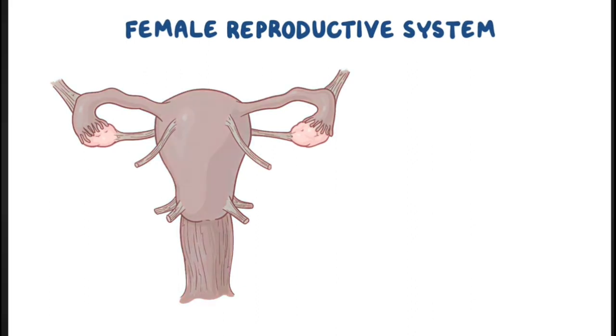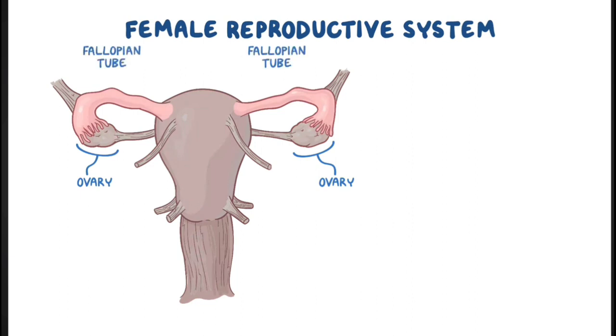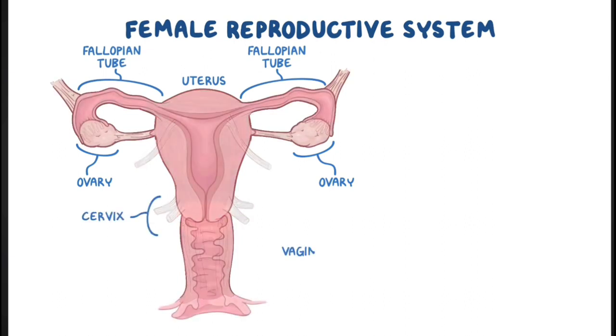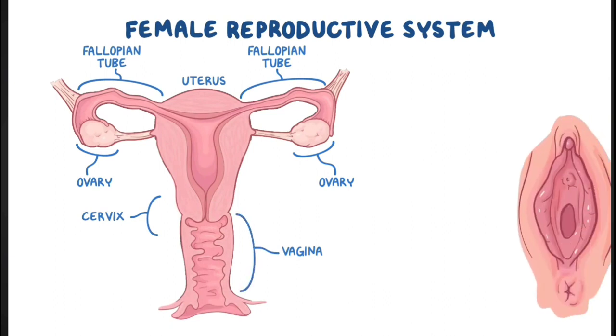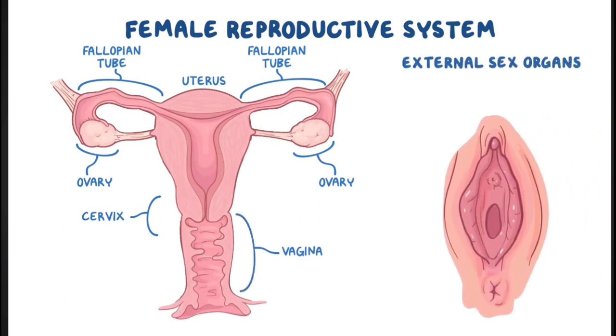The internal sex organs are the ovaries, which are the female gonads, the fallopian tubes, two muscular tubes that connect the ovaries to the uterus, and the uterus, which is the strong muscular sac that a fetus can develop in. The neck of the uterus is called the cervix, and it protrudes into the vagina. At the opening of the vagina are the external sex organs, usually just called the genitals, and they're in the vulva region. They include the labia, the clitoris, and the mons pubis.